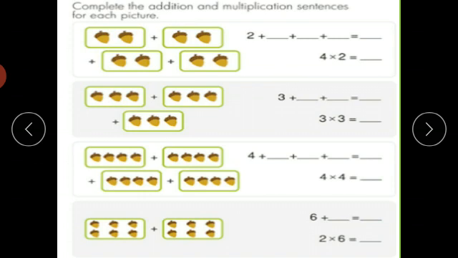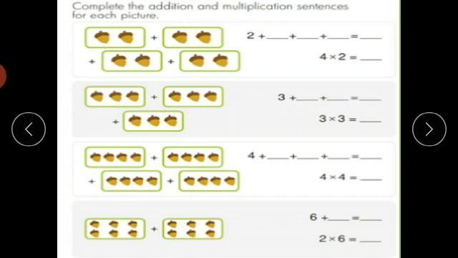So now it's time to exercise. Complete the addition and multiplication sentences for each picture. Okay, children? Now count the pictures. 1, 2, 3, 4. 4 groups are there. Each group has 2 strawberries, 2 fruits are there. 1, 2, 3, 4, 5, 6, 7, 8.